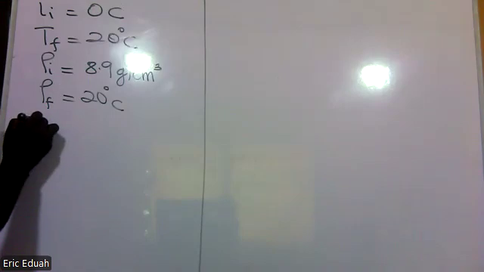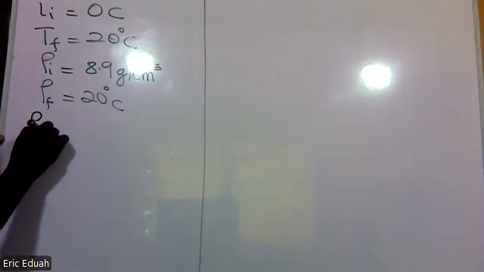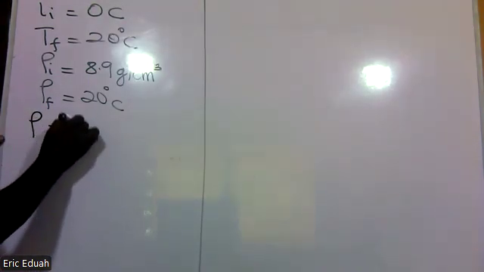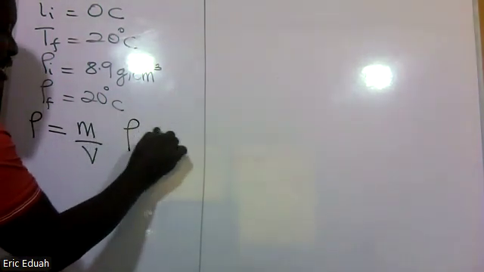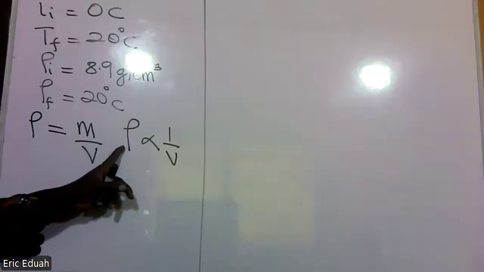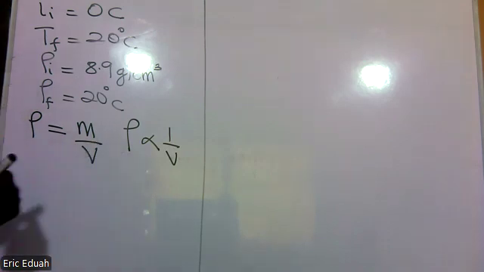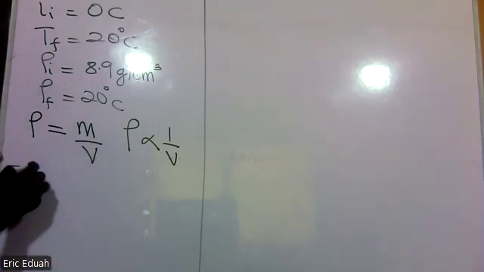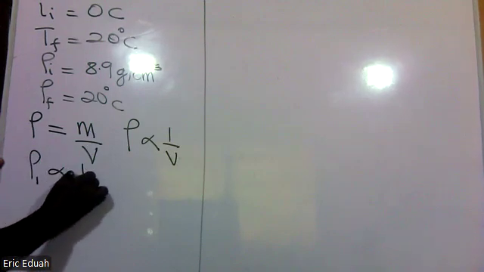We know that density is equal to mass over volume, meaning that density is inversely proportional to volume. So an increase in volume will decrease density. And this is the situation. For two different densities, rho 1 will be inversely proportional to V1.